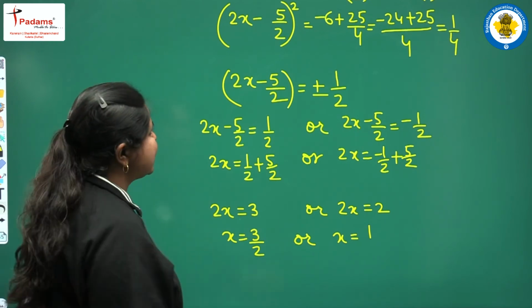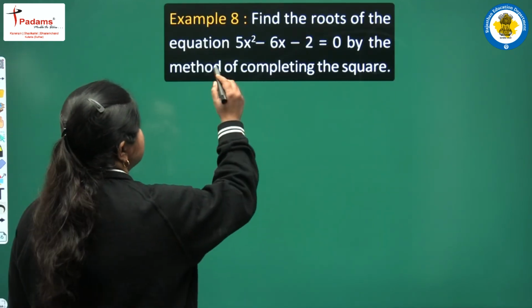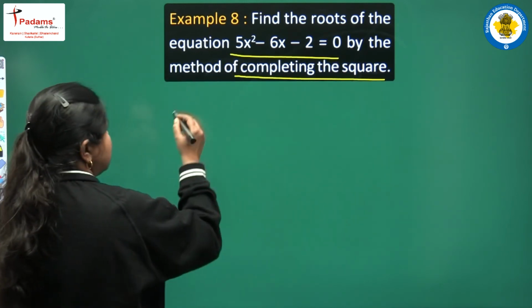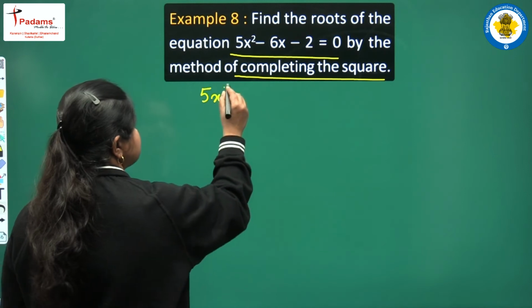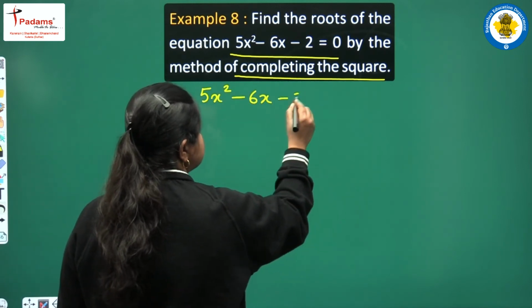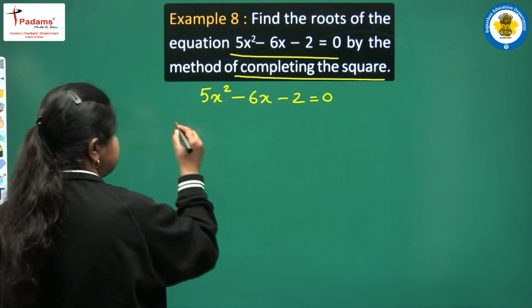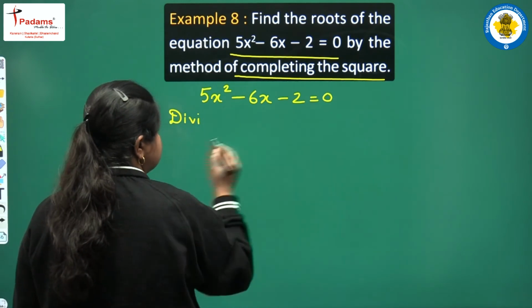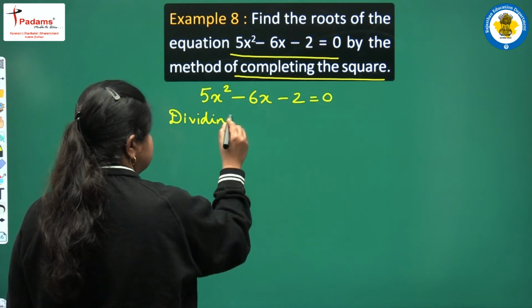We do one more example. Find the roots of the equation, this one, by the method of completing the square. So the equation is 5x square minus 6x minus 2 equal to 0. First step, dividing the equation by coefficient of x square, that is 5.